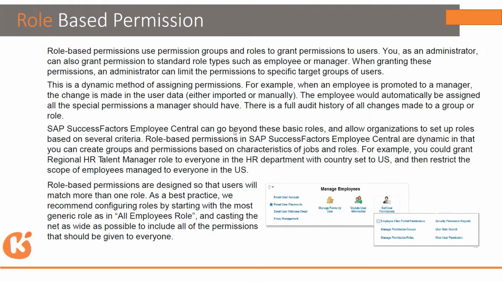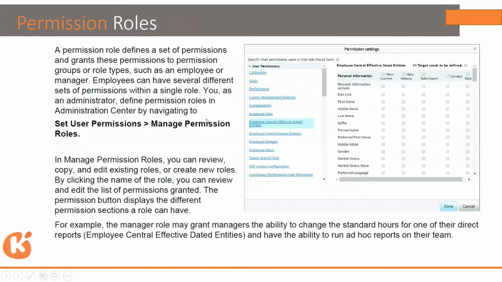The next topic we're going to see is the permission role. When you select a permission, you will see all your roles module-wise coming here. Like you can see calibration, goal, performance, career development planning, and all other roles which are here. Then you have to select whether you want to give a view permission, a history permission, an edit or insert permission, a correct permission, or a delete permission.